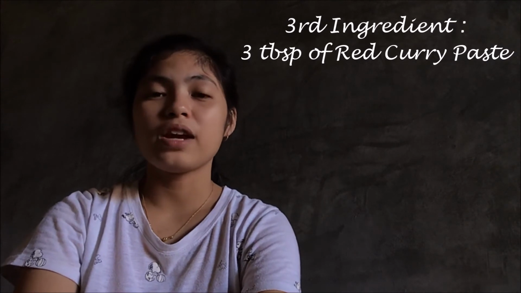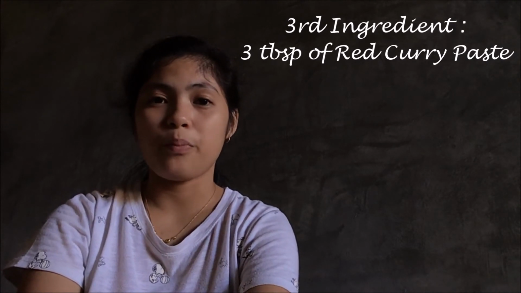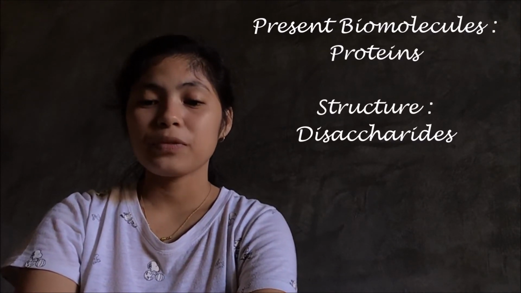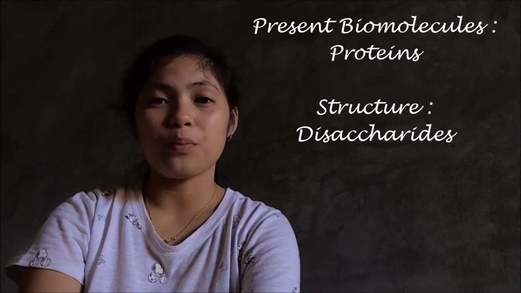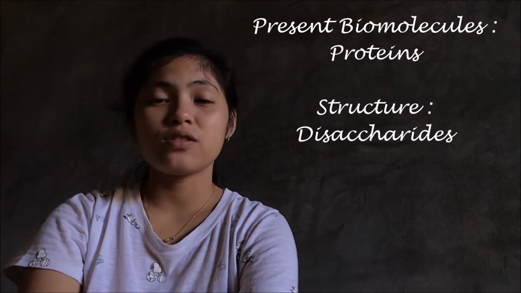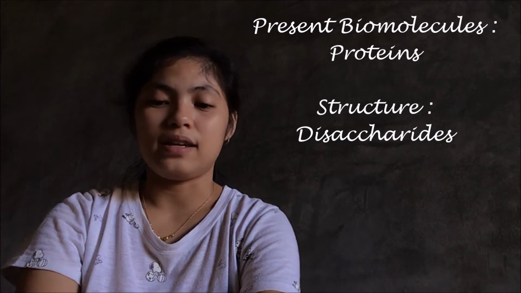And for the third ingredient, that would be the 3 tablespoons of red curry paste. Protein and disaccharides will be the present biomolecules and structure of this ingredient. This food is a good source of protein and a very good source of dietary fiber.